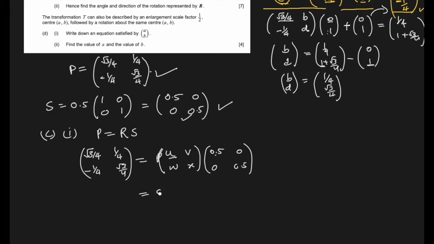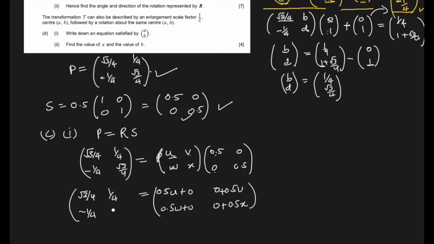U multiplied by 0.5 is 0.5U. And then V multiplied by 0 is 0. Right? Then U multiplied by 0 is 0. V multiplied by 0.5 is 0.5V. Similarly, W multiplied by 0.5 plus 0, 0 plus 0.5X. These are equal to square root 3 over 4, minus 1/4, 1/4, square root 3 over 4. And now we can compare one by one. Let's compare the first entry here with this one. So square root 3 over 4 is equal to 0.5U. So U becomes this multiplied by 2, square root 3 over 2. We got U.